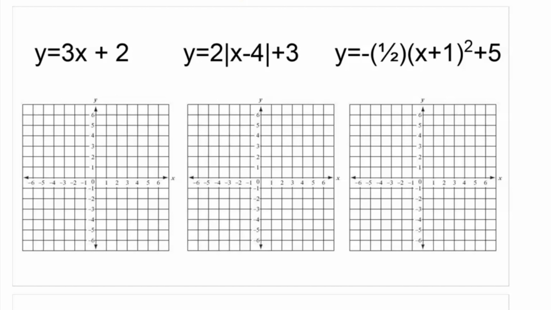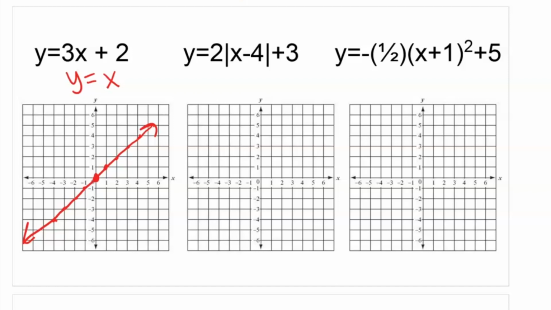So starting with the first one is our linear example. So again, I'm going to graph the parent function first. So the parent function is y equals x. It starts at 0, 0. It goes up 1 over 1. So that is the parent function.